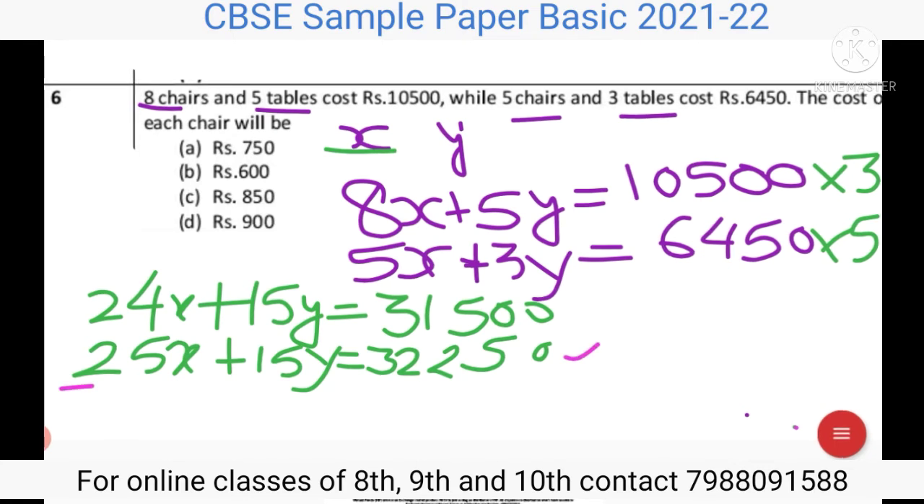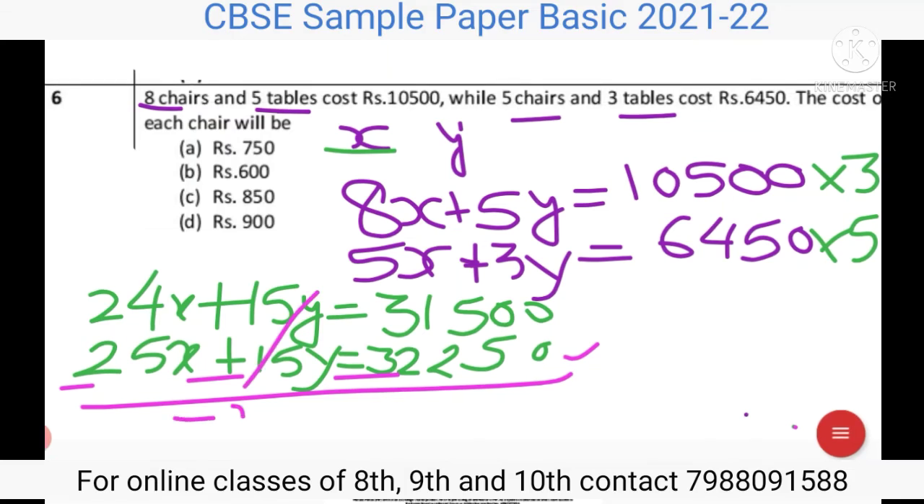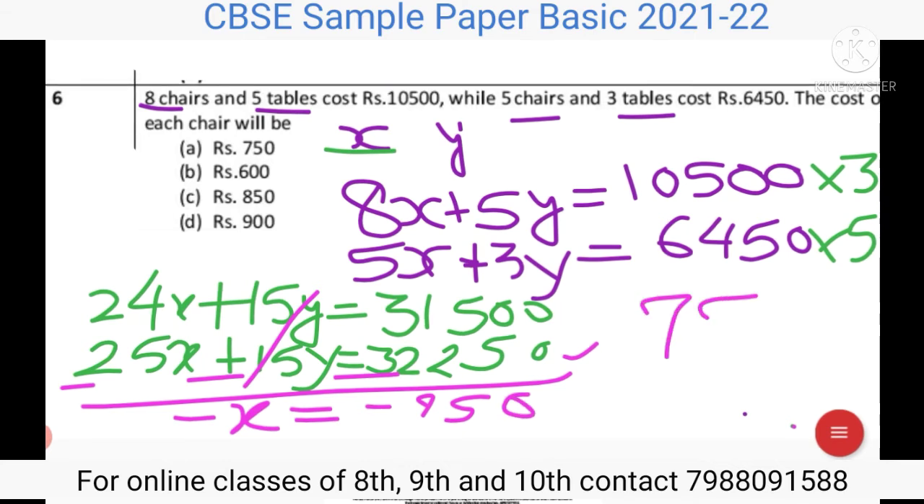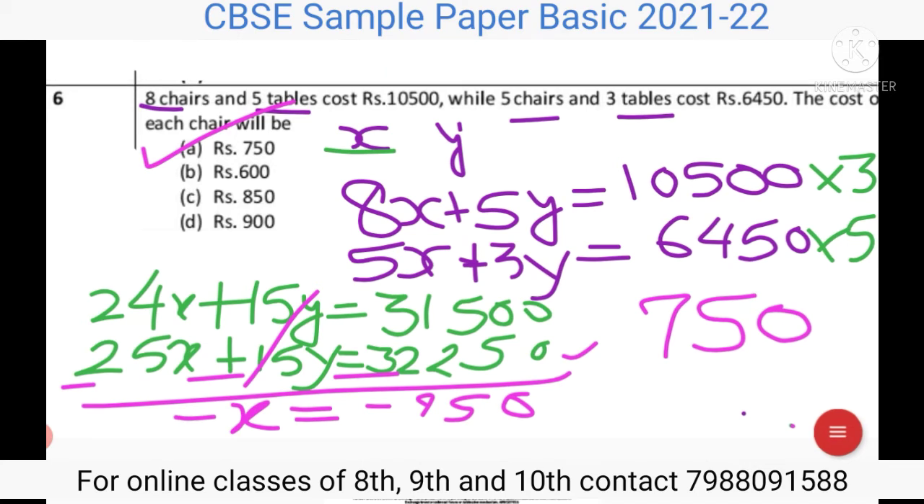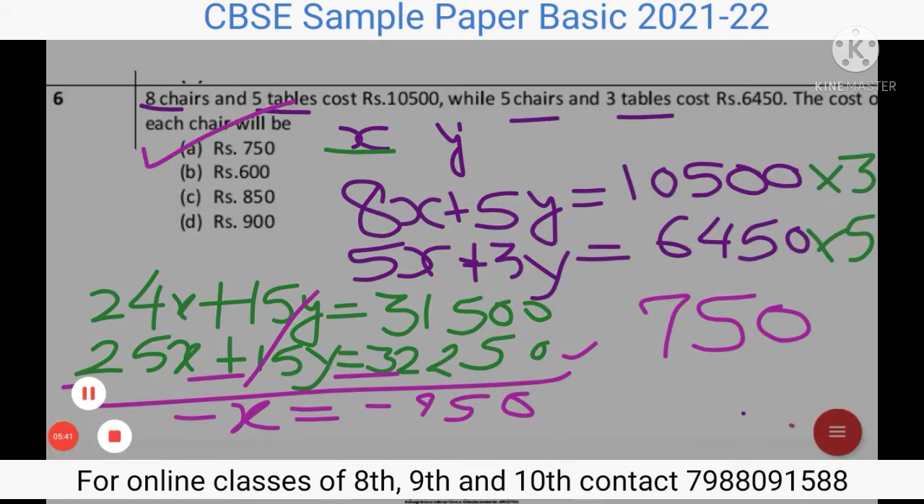Now I change the sign so as to get them cancelled. These get cancelled. I am left with minus x is equal to minus 750, and hence I get the answer as 750 rupees, the share price of each chair. And I don't need to find y because I am not asked. So A is the right answer.